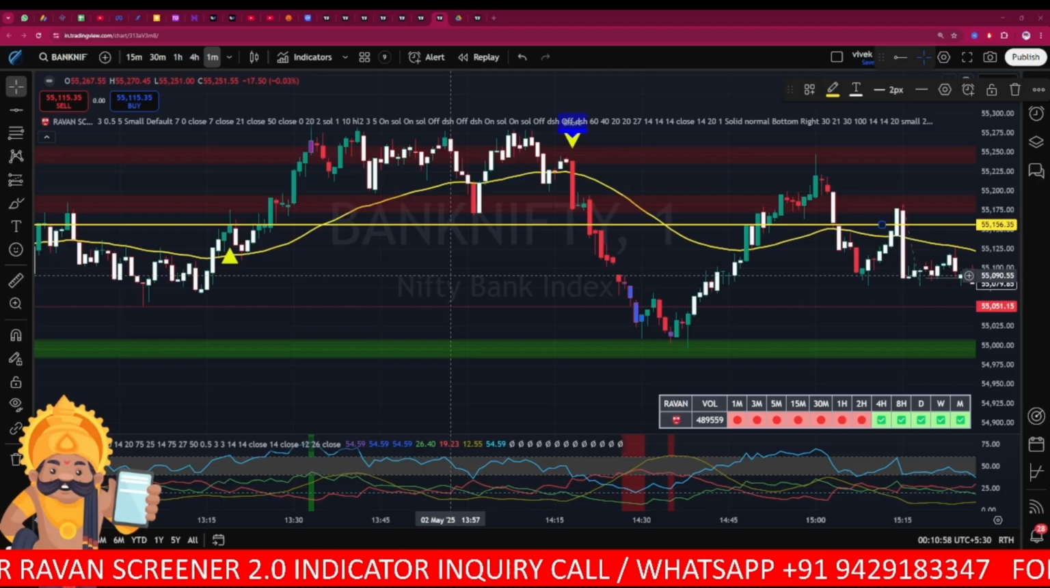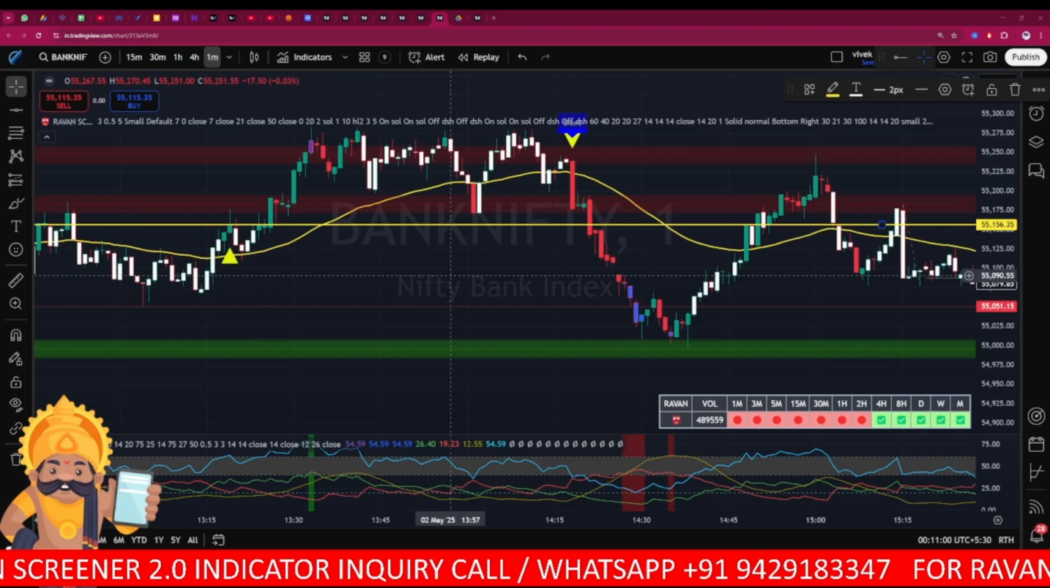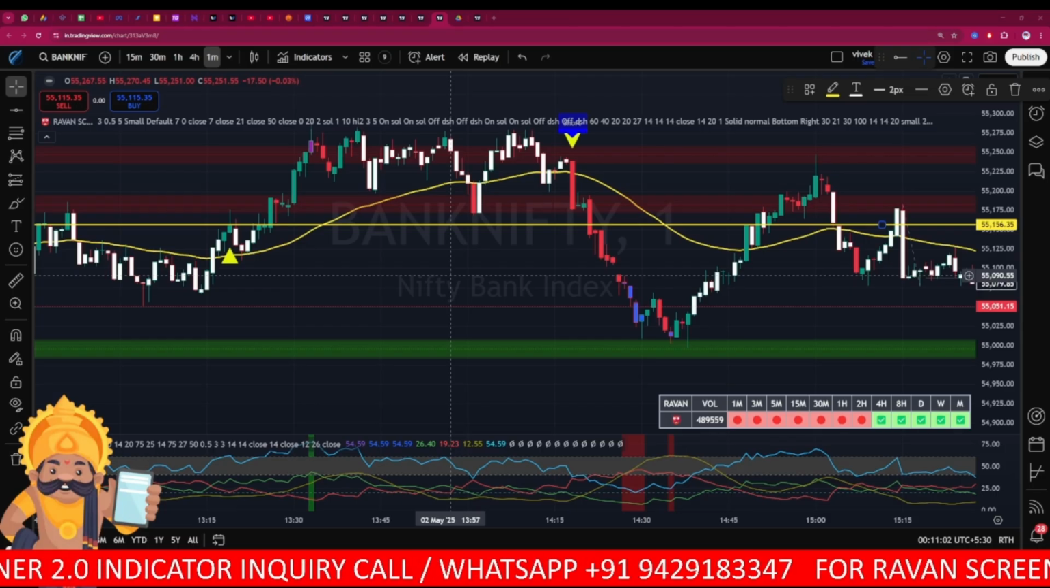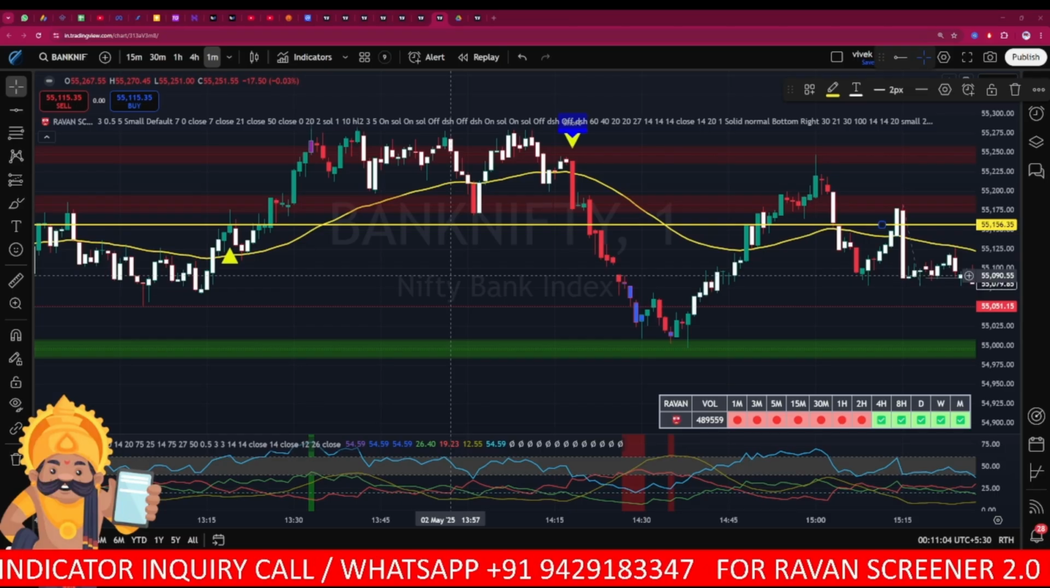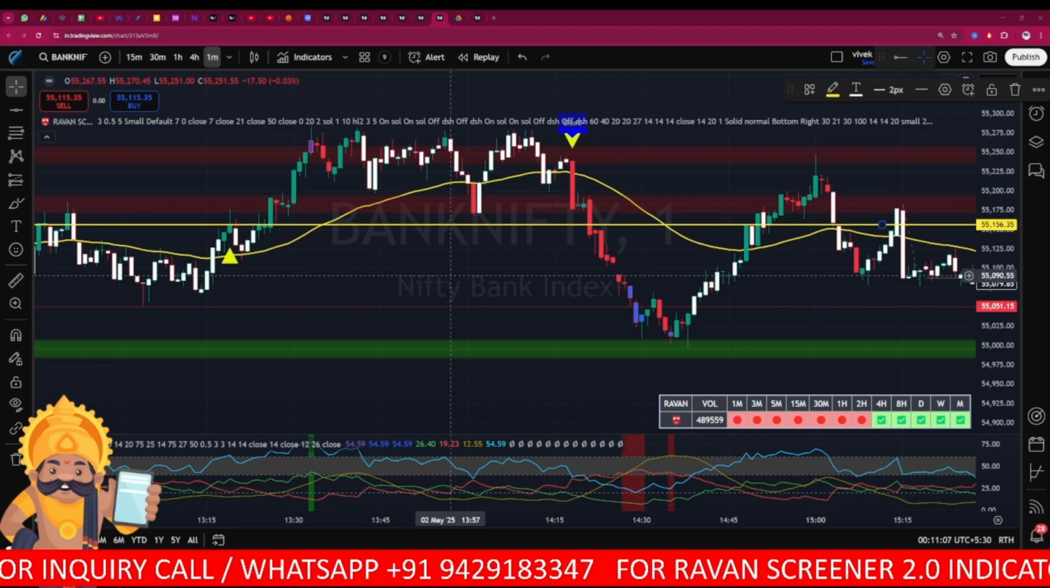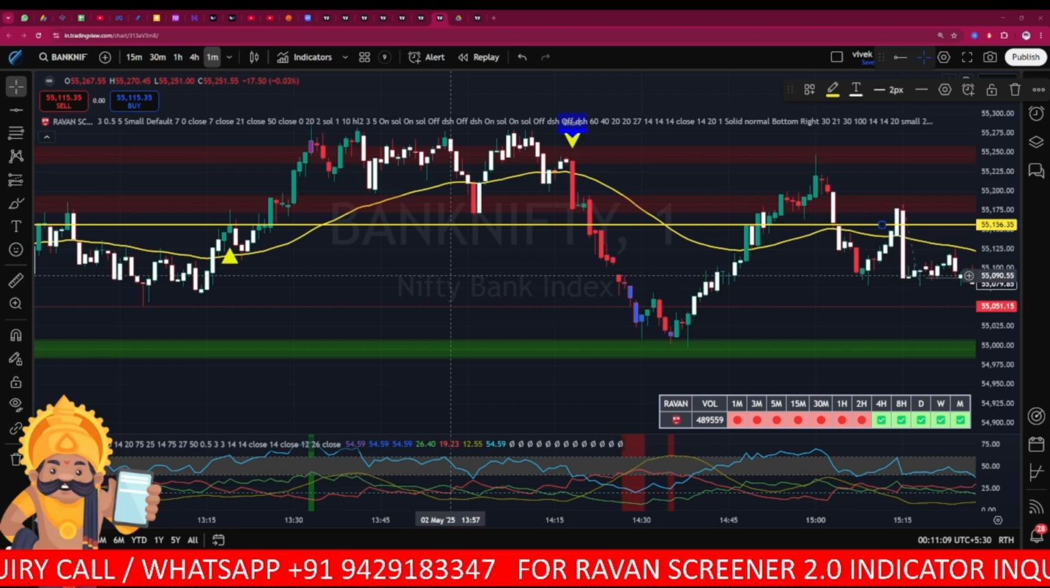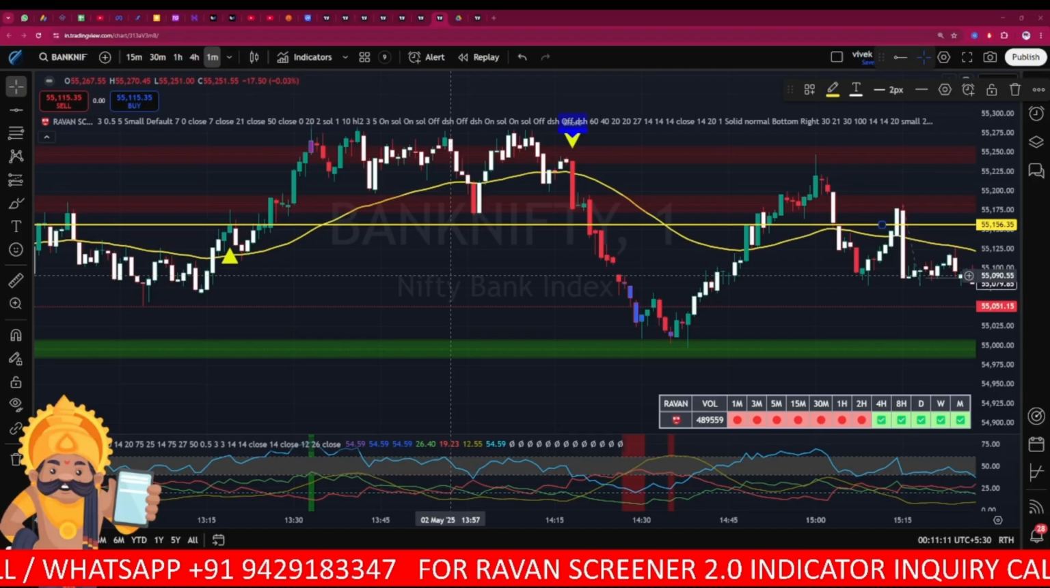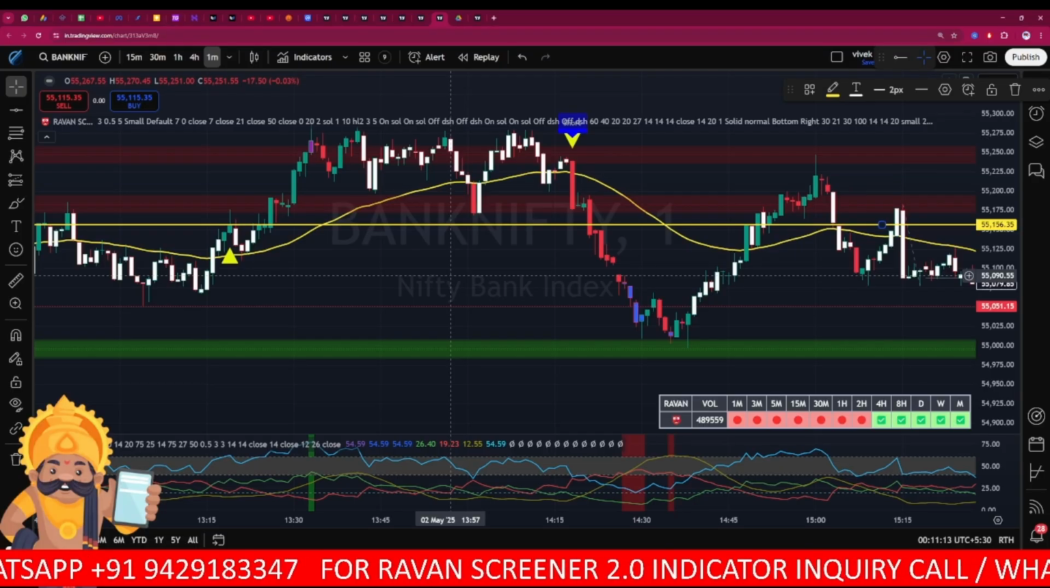Today we'll discuss how you can apply the indicator on the chart from fresh if you are a new user. If you shared your TradingView username, based on that we have provided you the access. So how can you avail the access?